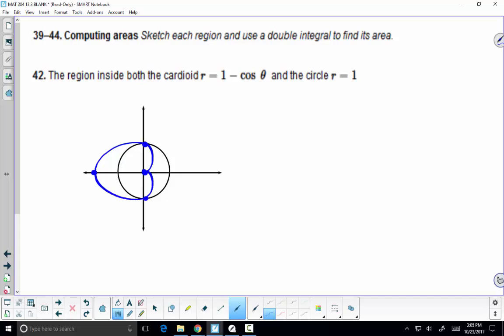All right, so this says inside the cardioid and inside the circle. So in this case, all of that.